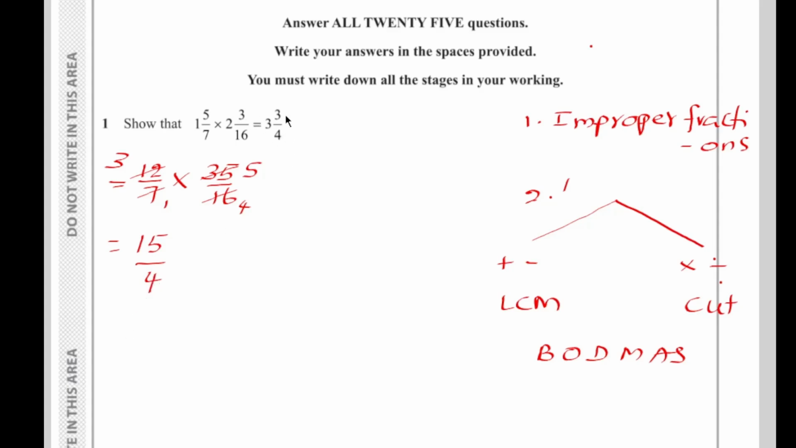We have to check whether we are getting this one. How many 4s can I pull out from 15? 4 times 3 is 12. Therefore, I'm writing 3 as the whole number. How much is remaining once I pull out 12 from 15? 12, 13, 14, 15. Just 3. Yes, we are getting this answer. Then we are done.